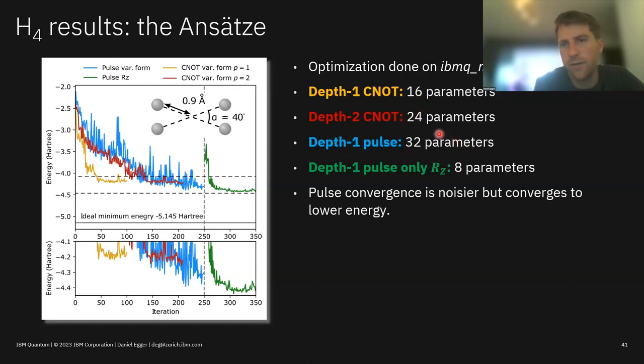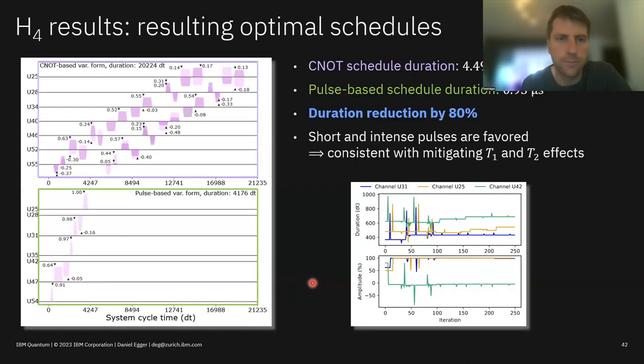The pulse-based ansatz has a lot more parameters, 32 in fact. And this is also why it takes quite a bit of time to converge. But overall, you can see that it arrives at a lower value here. And then finally, we did the optimization once more, but we only optimized the RZ parameters, assuming the optimal parameters for the amplitudes and durations taken from the blue curve here. And if you re-optimize the phases, you can see that you arrive at even better values for the energy. And so this shows that you have, let's say, some gain by optimizing the phases as well.